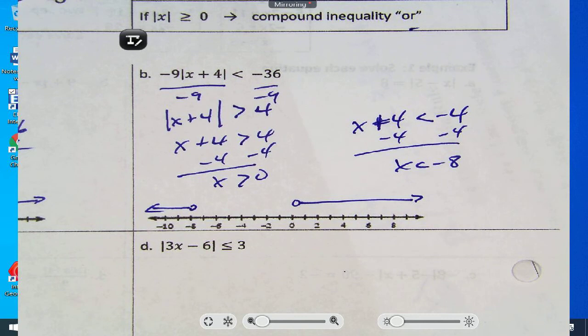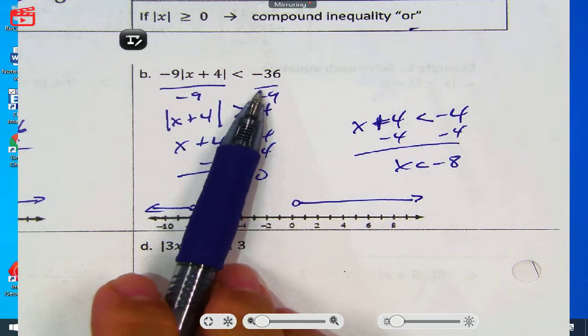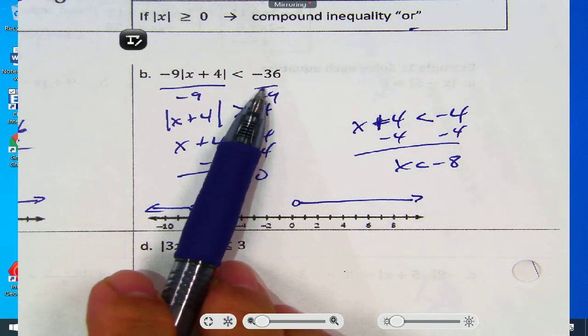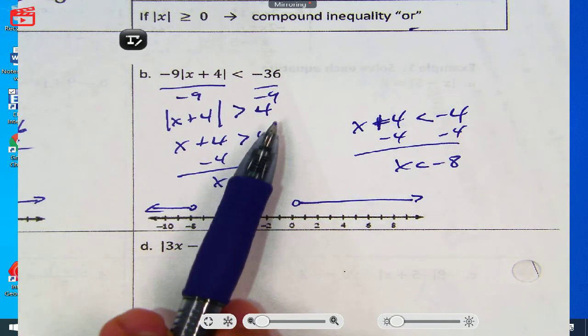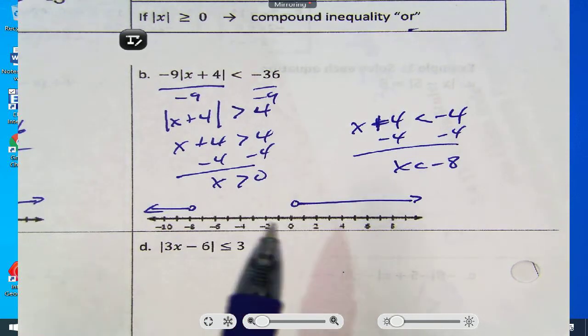So make sure you isolate the absolute value first before you decide whether it's all real numbers or no solution. So this one, you might have looked at it and thought, oh, there's a negative number over here. But you had a negative number on the side with the absolute value that forced it to become positive. Okay? All right, C.